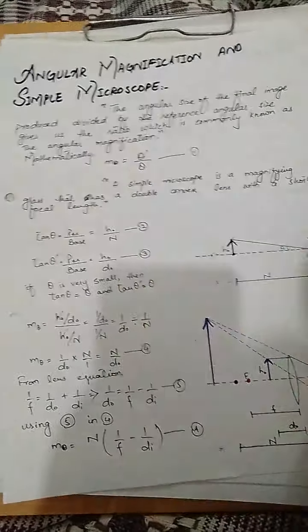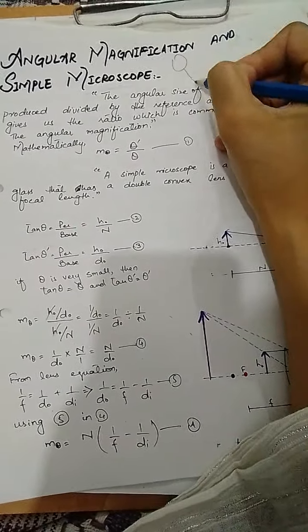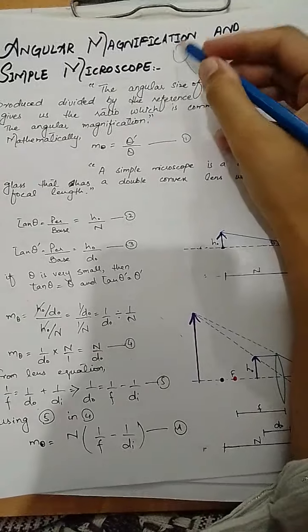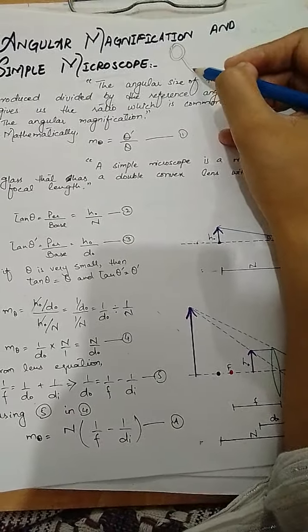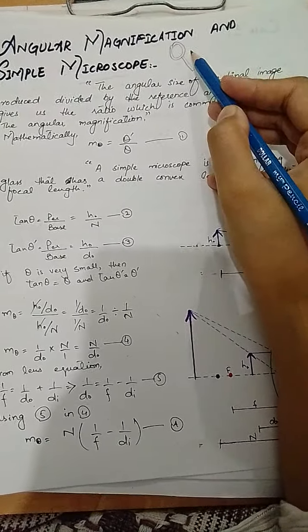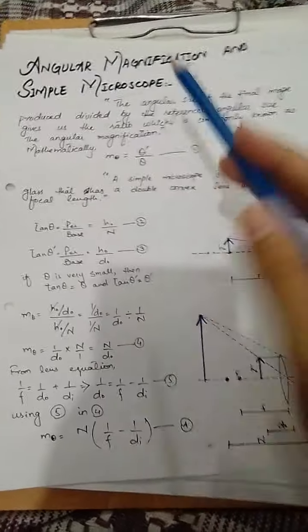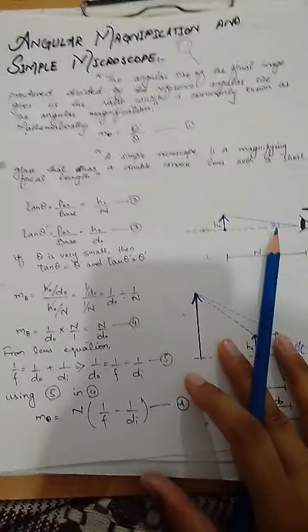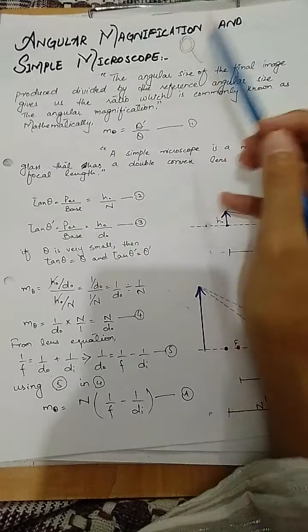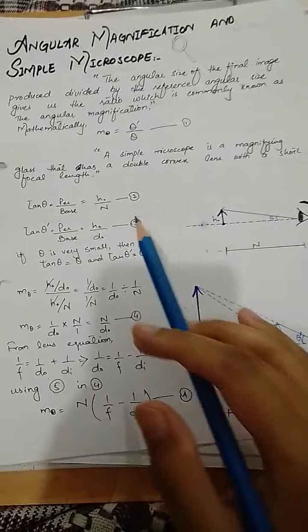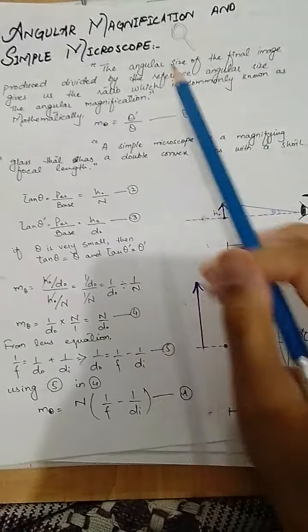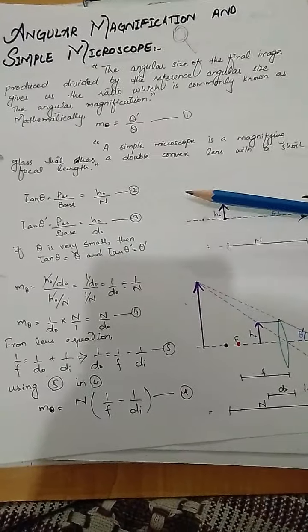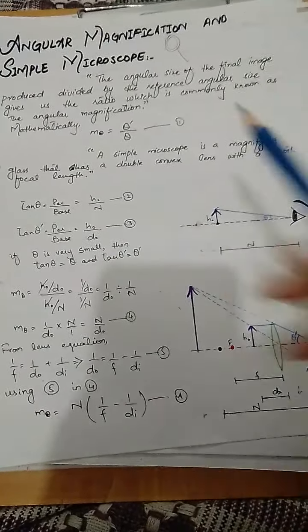A simple microscope is a magnifying glass that has a double convex lens with a short focal length. So a simple microscope is nothing but a magnifying glass. It is also known as a simple microscope because it just magnifies things. Now, how does a magnifying glass work? How does it magnify the angular size of an object?